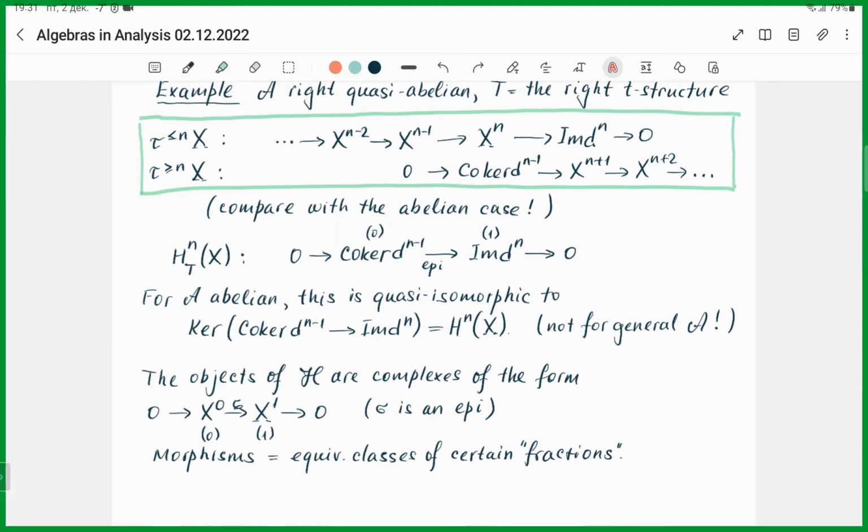I will not define the morphisms in the heart in detail. Roughly, the morphisms of the category H are, again, equivalence classes of certain fractions. So again, this is a suitable localization of the category of all such two-term complexes.